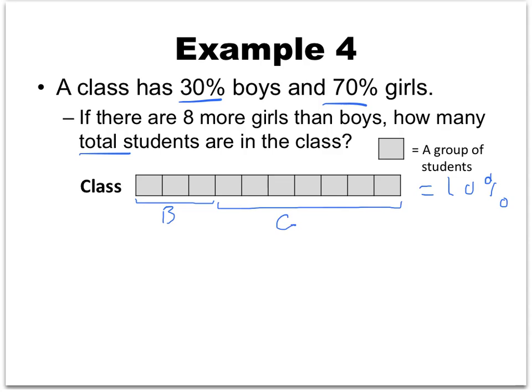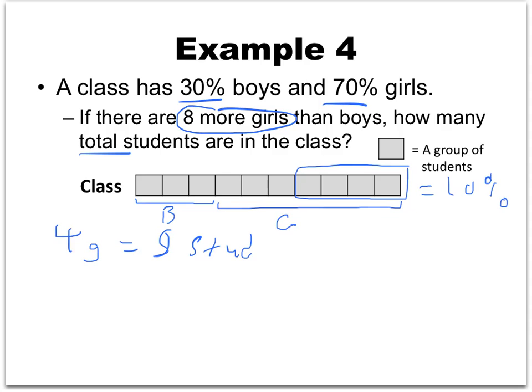Now notice that the girls have 4 more groups than do the boys. So let's circle those 4 groups there. Those 4 groups represent those 8 more girls than boys. And so we have that 4 groups equals 8 students. Specifically they equal 8 girls, but 8 students. And so if we divide everything by 4, we get that 1 group is equal to 2 students.